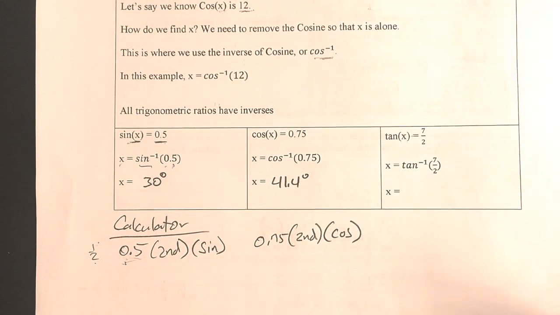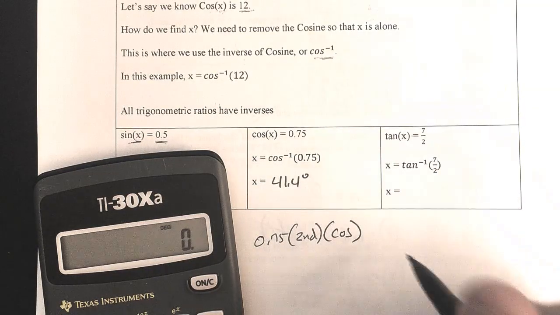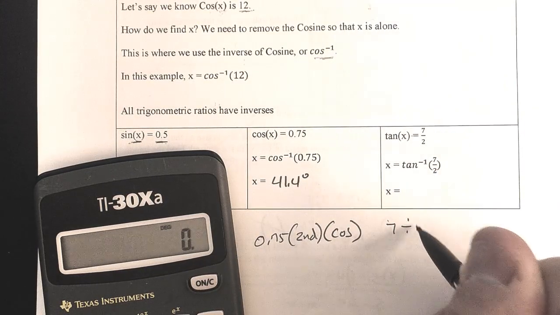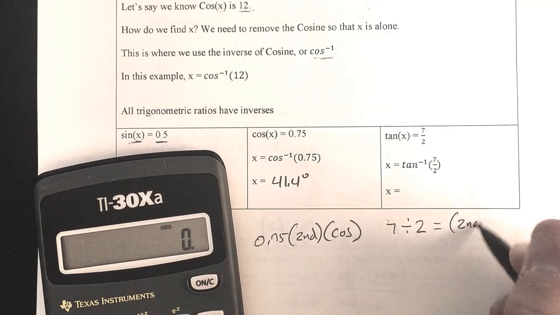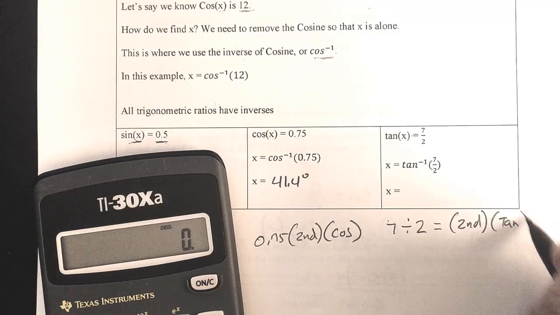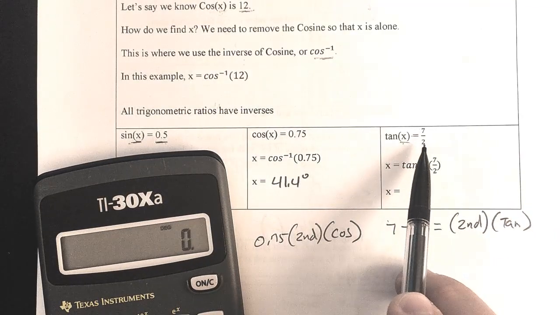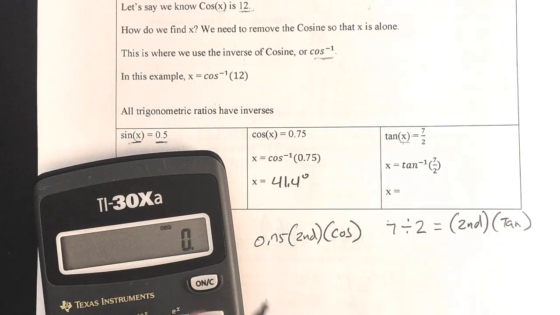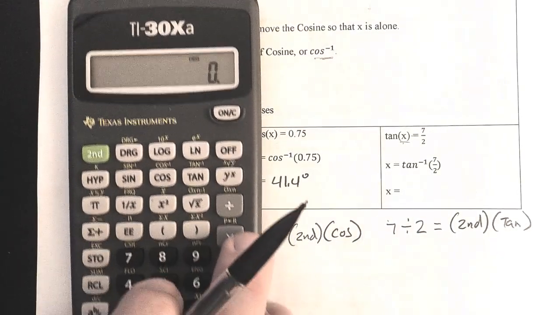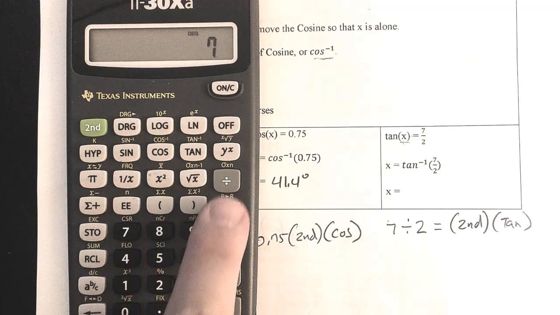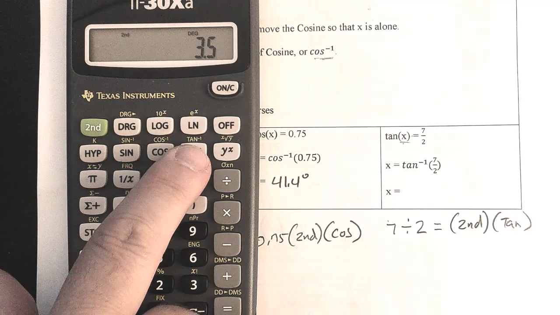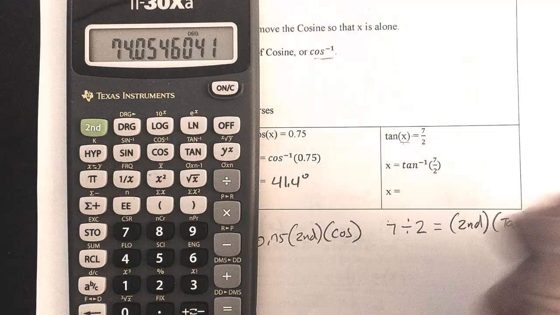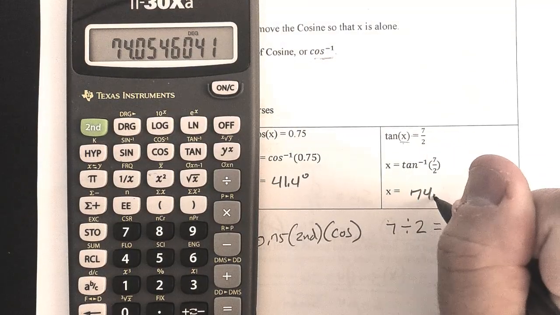Okay. And then over here, you would type 7 divided by 2 equals, then second tangent, because we want to find out what the angle is if the tangent is 7 over 2. So 7 divided by 2 equals 3.5, second tangent. And that's going to be 74.1 degrees.